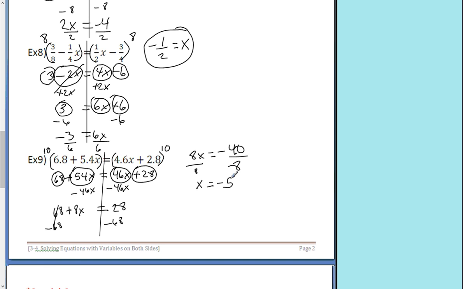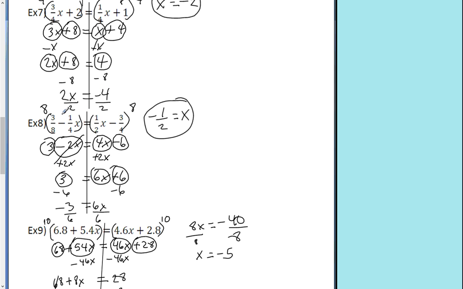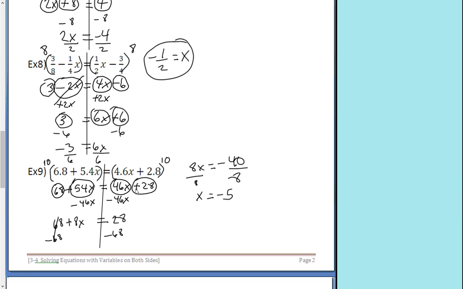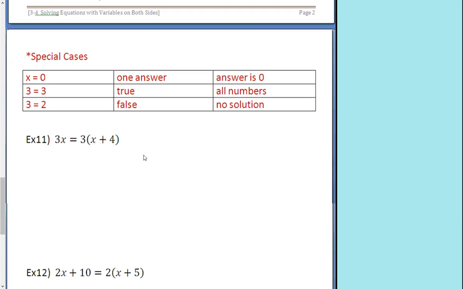So let's summarize before I go on to the special cases. If you have a bunch of fractions, multiply by the common denominator. If you have a bunch of decimals, multiply by 10 or 100, whatever you need to multiply by to get rid of the decimals. Okay? All right. Now let's go to the special cases.